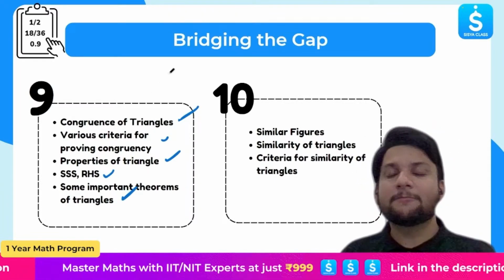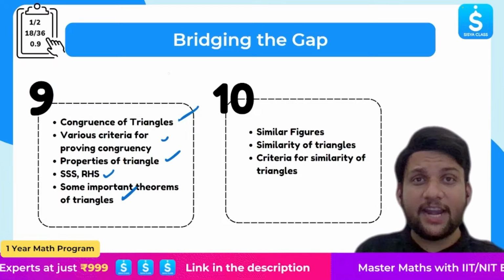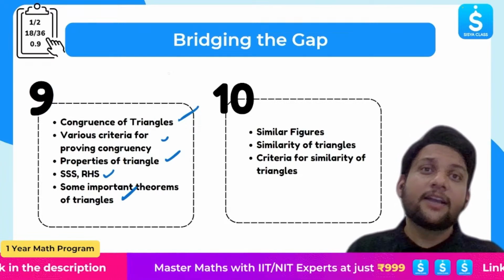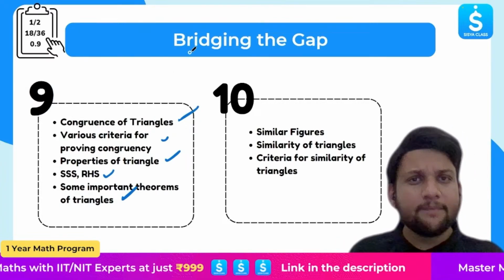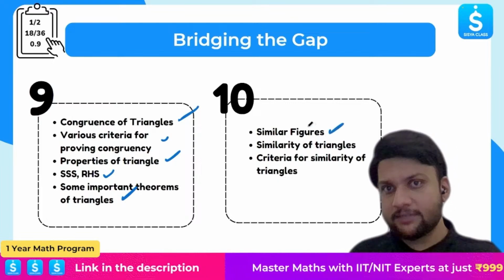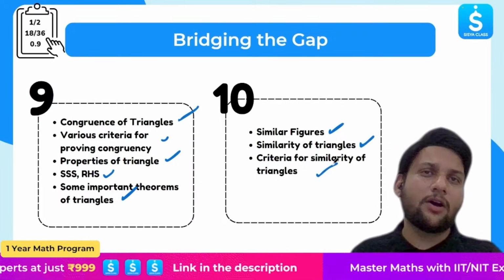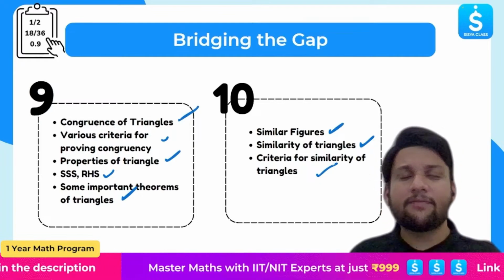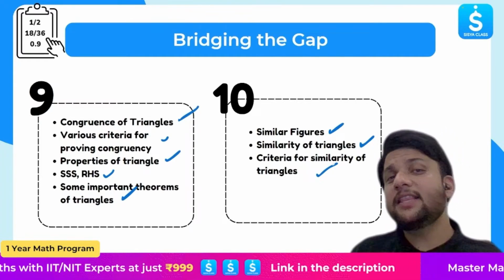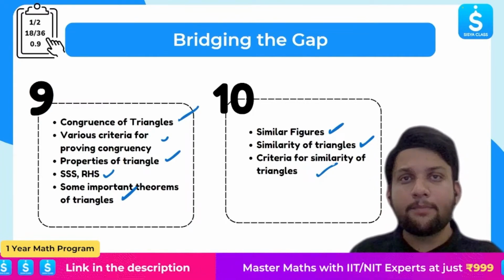In grade 10, first of all, this is an extension of grade 9, but in a different manner. But again, grade 9 concepts have to be very solid, in which we are going to discuss what are similar figures, first thing. What is similarity of triangles and what are the different criteria for similarity of triangles? Now, one thing I want to make very clear before starting this session: in this session, we are not going to discuss any proof in detail.